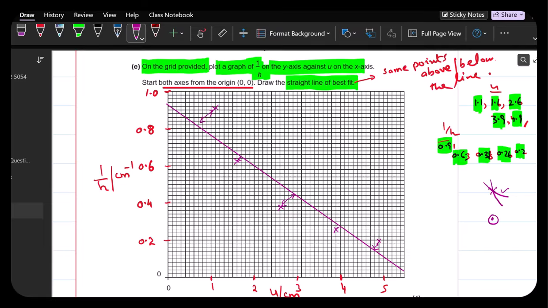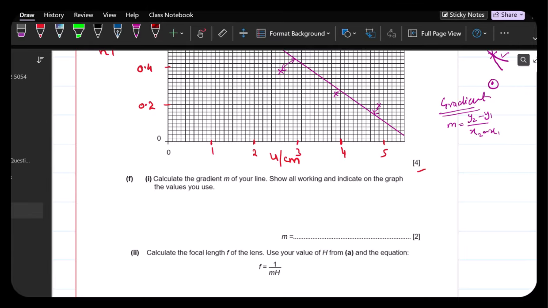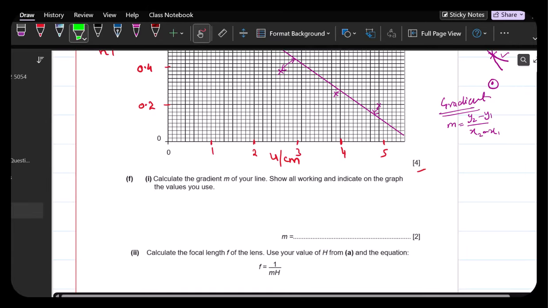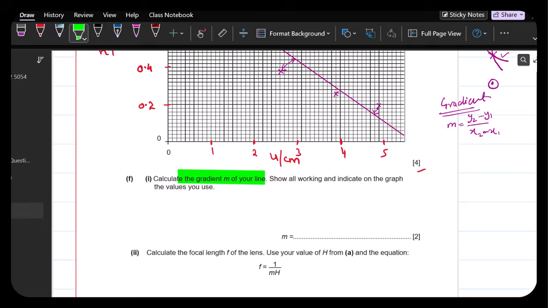So whenever the line is plotted, the next question can be of gradient. So the gradient formula you have to remember: y2 minus y1 over x2 minus x1. So I don't know whether they are asking. Yes, they are asking. So we are on part F. Calculate the gradient M of your line. Show all working. When they say show all the working, you have to show the working and indicate on the graph the values you use.